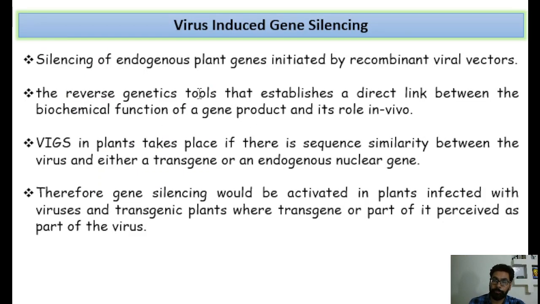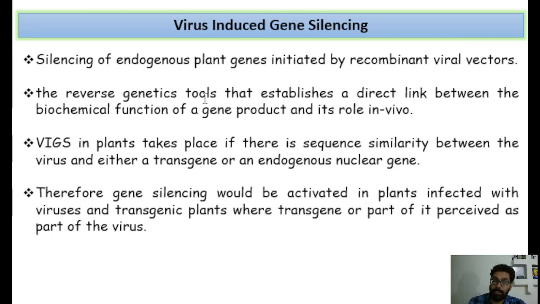So what we are doing here is silencing an endogenous plant gene by the use of viral vectors. We are confusing the host system by the use of viral vectors. If we integrate the gene which we want to study with the viral vector, the host will recognize it as a foreign gene and it will perform the silencing action on the gene. So we can characterize that gene in that sense.